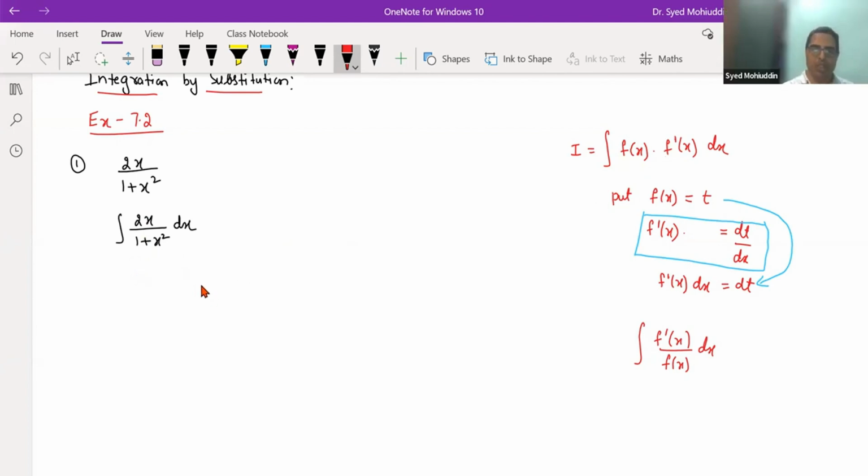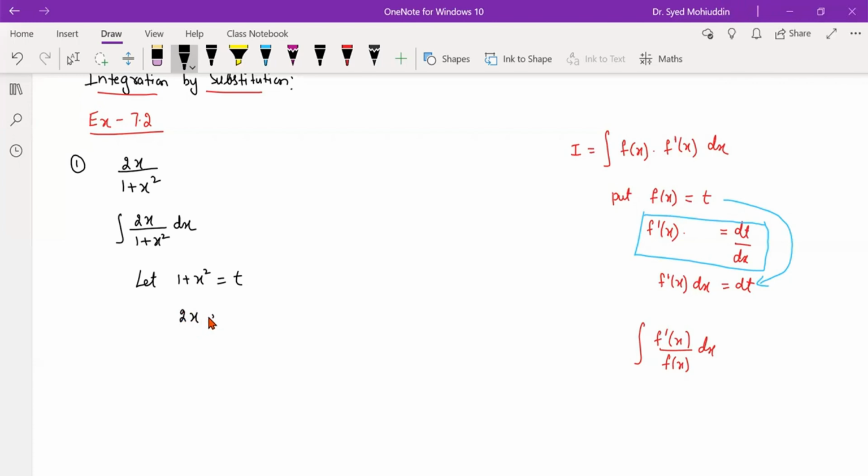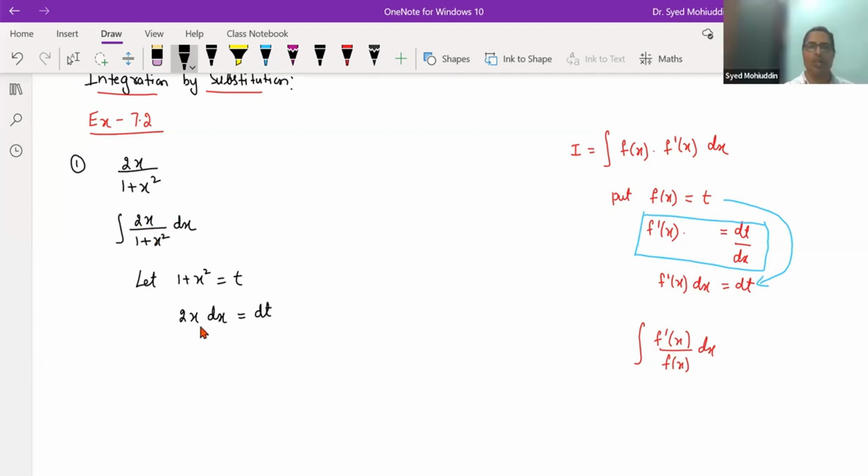So let us put over here 1 plus x square is equal to t. Now let us try to differentiate. Now what I have told you, we'll try to write down this step directly. Are you comfortable writing this step directly? If you differentiate this one, the derivative of 1, the constant, is 0. Differentiation of x square will be 2x into dx, and differentiation of t will be dt. That is there in the numerator, 2x dx.